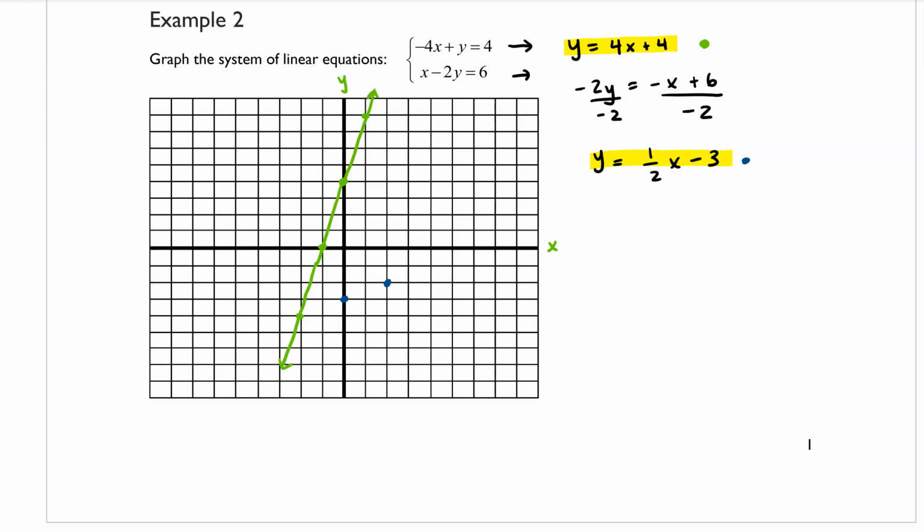We could also go in the other direction. We could go down 1, left 2, and I'm going to go ahead and connect those now.